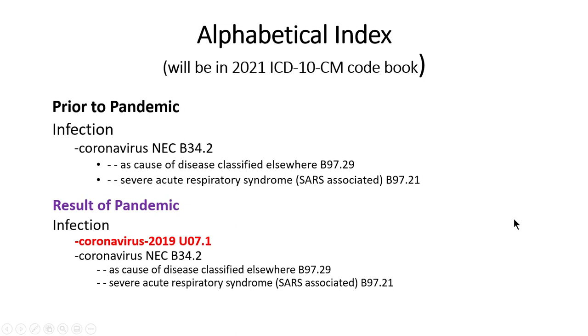In the alphabetical index in the 2021 code book, prior to the pandemic, you would have infection as your main term, then the coronavirus, as the cause of disease classified elsewhere, or the SARS-related pneumonias or respiratory problems. Then when the pandemic came along, now we have in the index infection, coronavirus 2019, U07.1. COVID-19 is what we call this, but in the coding world, it's coronavirus 2019. And we still have the coronavirus not elsewhere classified as a choice if it's something other than COVID-19.